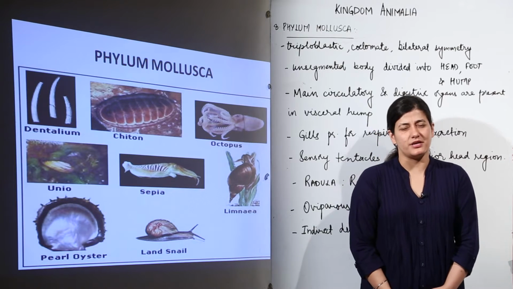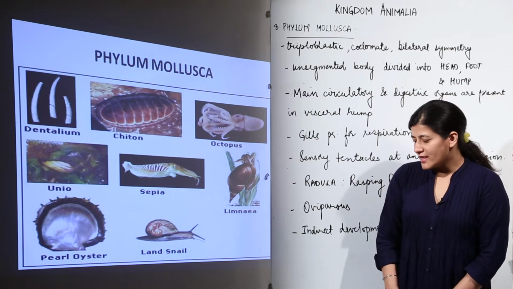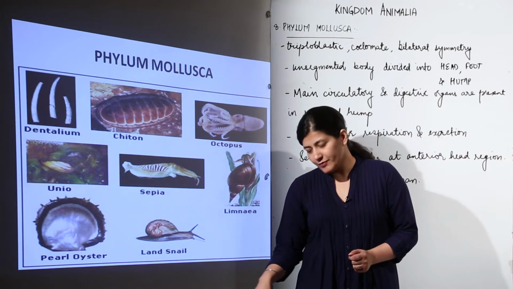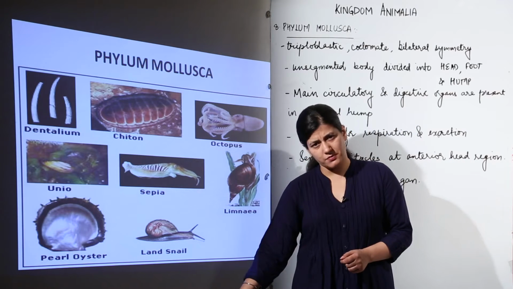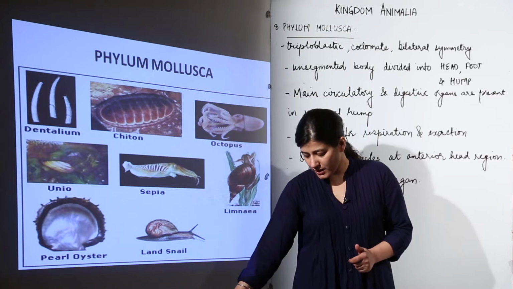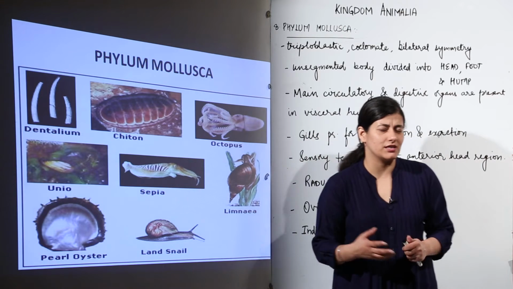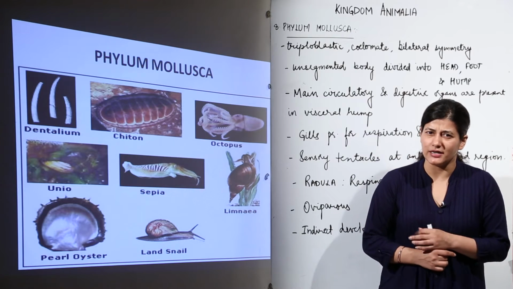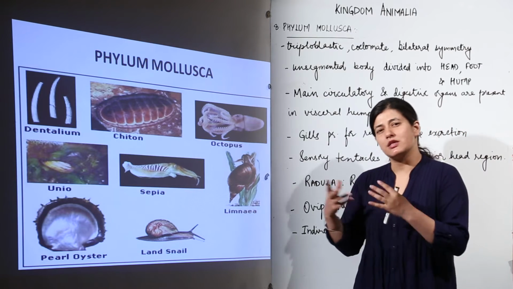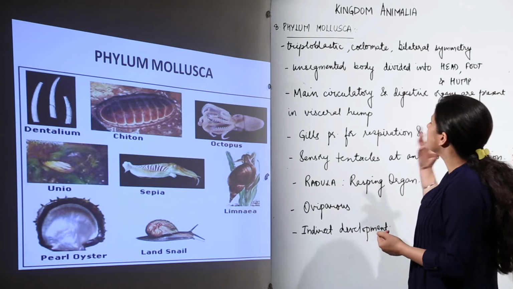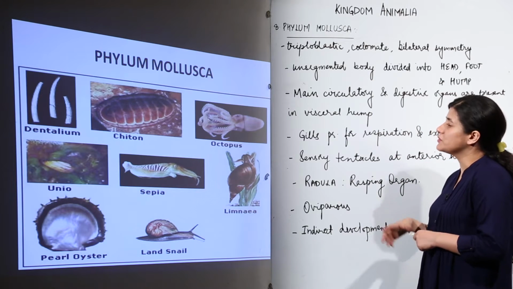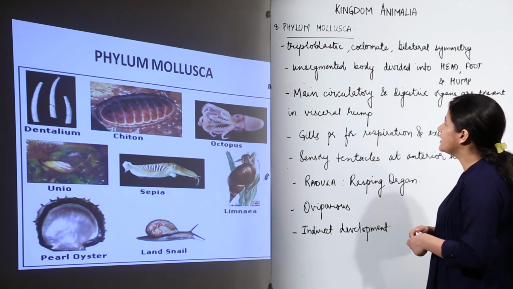The next phylum is phylum Mollusca. That is the second largest phylum. As many as 60,000 species are there in this phylum. Now, what we have to study in this phylum is that first thing, they are found in terrestrial habitat, they are found in aquatic habitat, they are marine also. Because this is the second largest phylum, we are going to see many species inside it.